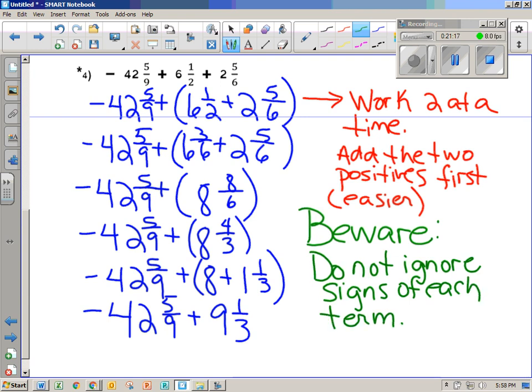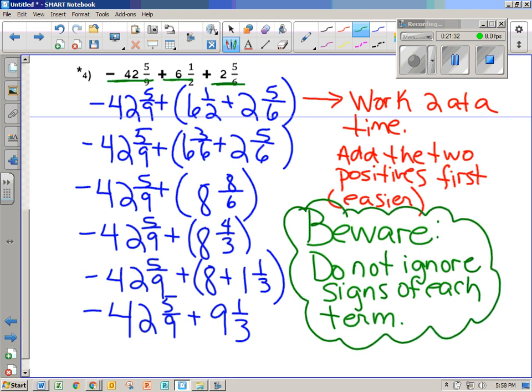And what I mean by term is, this is a term, 6 1/2 is a term, 2 5/6 is a term. So the things strung together with the addition and subtraction, those are the terms. So this is something I'd really want to emphasize in my notes, especially for those of you who like to go about it in ways different than what I'm showing you, which is fine as long as you mathematically know that what you're doing is okay.